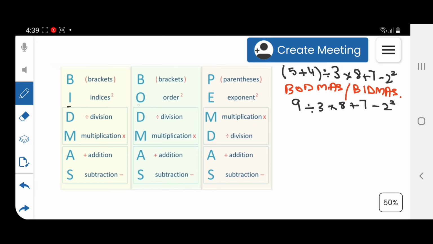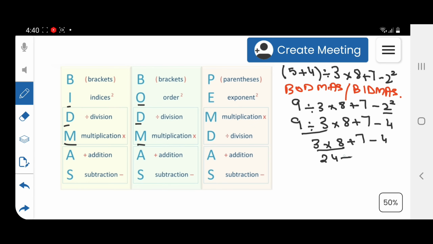Now the next thing is indices or order, this one. So 9 divided by 3 multiplied by 8 plus 7 minus 2 square is 4. Now next we have division. So this part. 9 divided by 3 is 3 multiplied by 8 plus 7 minus 4. Next we have multiplication. So 8 into 3 is 24 plus 7 minus 4. And then we have addition. So 24 plus 7 is 31 minus 4, and then subtraction. So 31 minus 4 is 27, the answer.